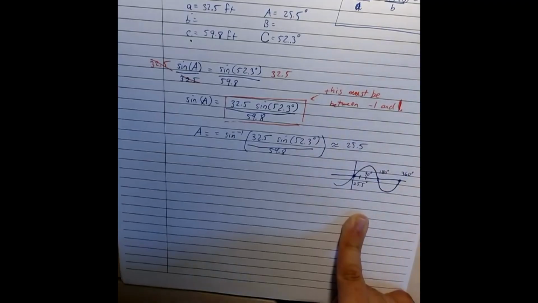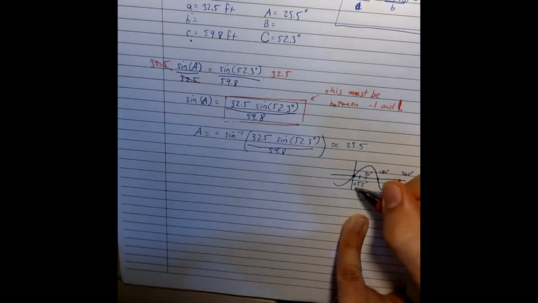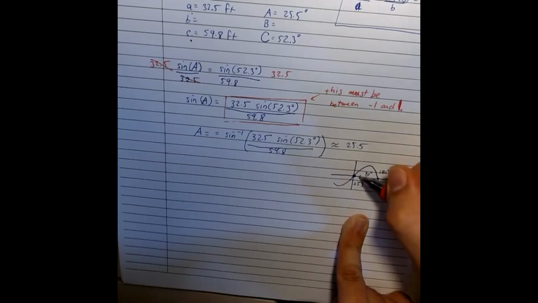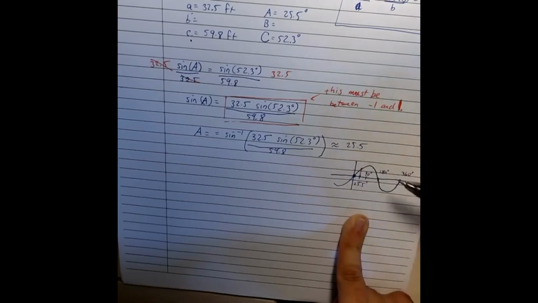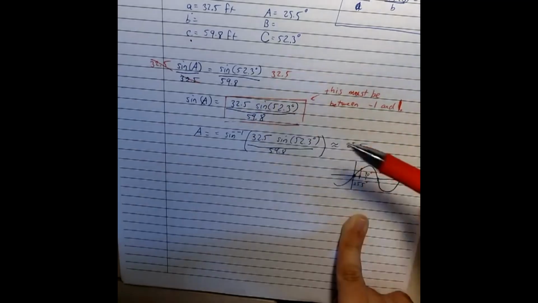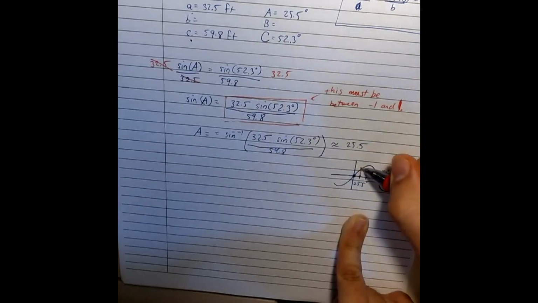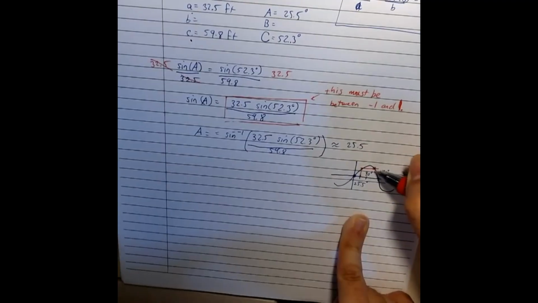You say, yeah, so? Well, look. If I take sine of 25.5 degrees, I'm going to get some number. That was that number that I just got right here. Well, yeah, but notice there's other numbers that do that. There's another one right there on the other side of 90 degrees.